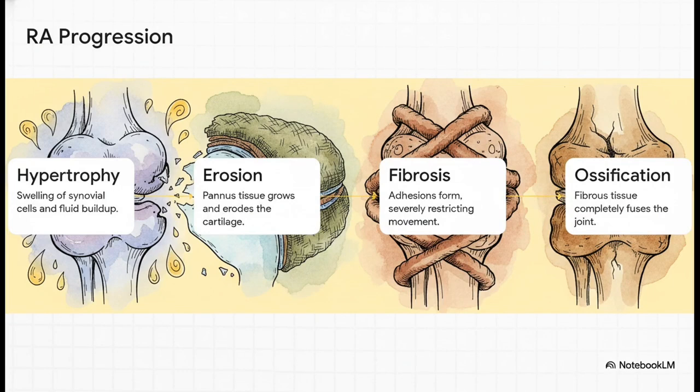If that autoimmune inflammation progresses, it starts with step 1, severe cellular swelling and a bunch of fluid building up in the joint. By step 2, this abnormal layer of granulation tissue, called a pannus, starts growing and actually eroding the protective cartilage. Moving into step 3, that tissue turns thick and fibrous, creating these tight adhesions that really restrict your movement. And tragically, in severe cases, step 4 means that fibrous tissue ossifies. The joint literally fuses into solid, immovable bone.